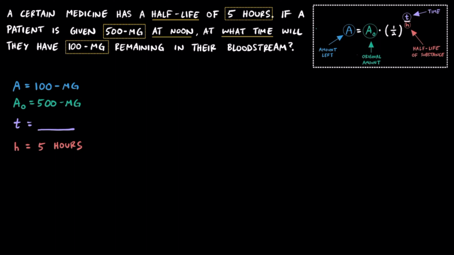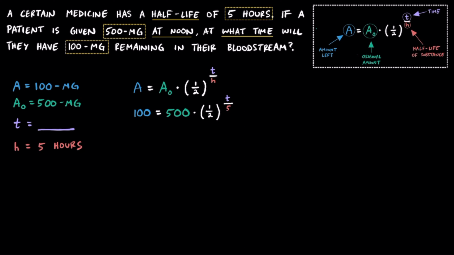Alrighty, here's a little bit more space to work with. So now that we've identified the formula we're going to use, as well as the variables that we know and don't know, let's get into solving the problem. To start, let's write the formula A is equal to A naught times the quantity of 1/2 raised to the T over H power. Then, substituting in the values that we know, we can write that 100 is equal to 500 times 1/2 raised to the T over 5 power.